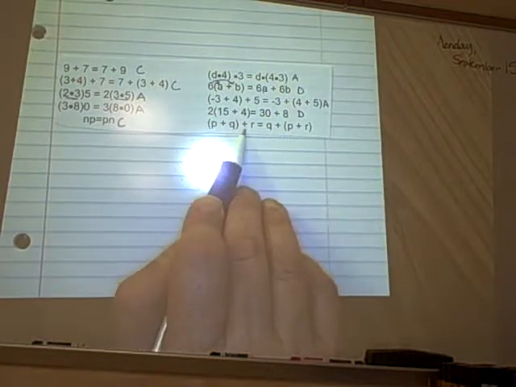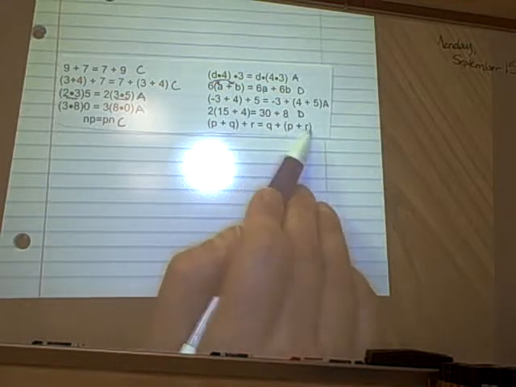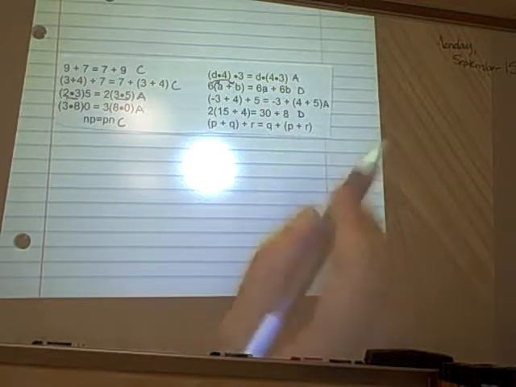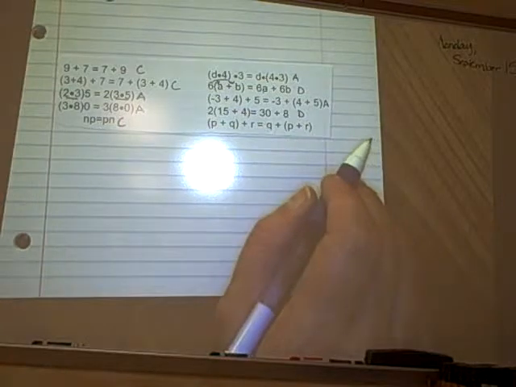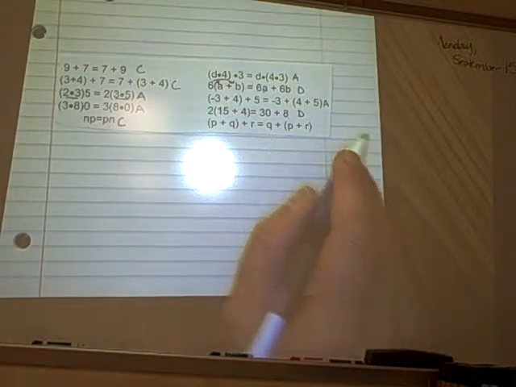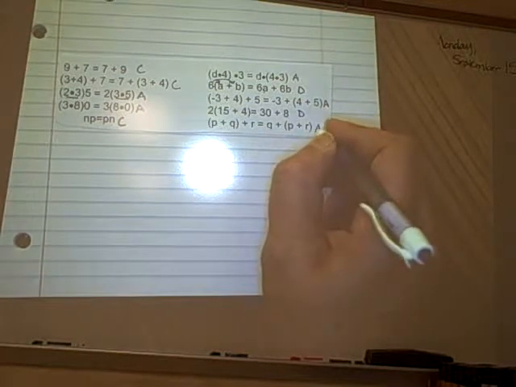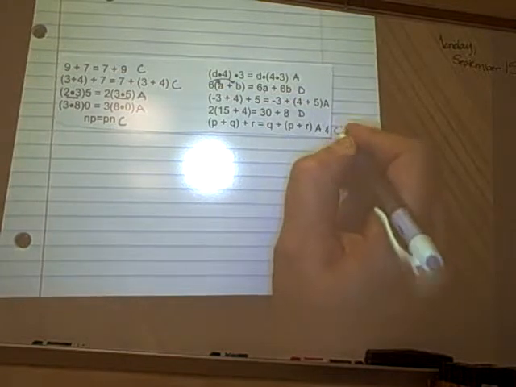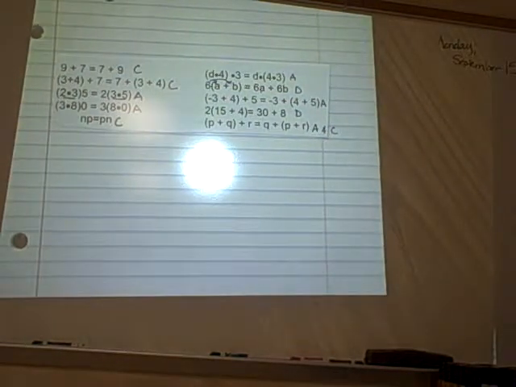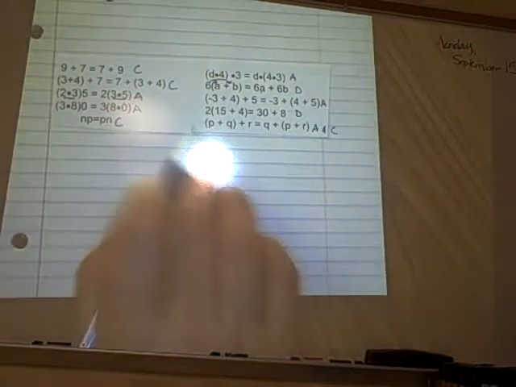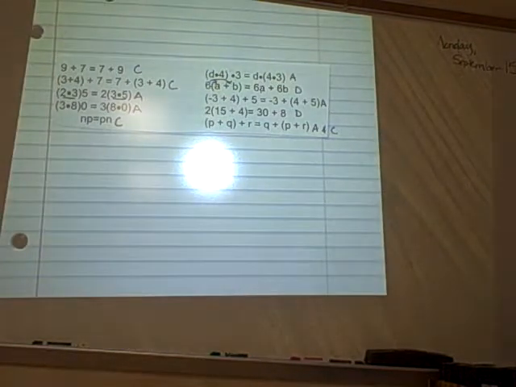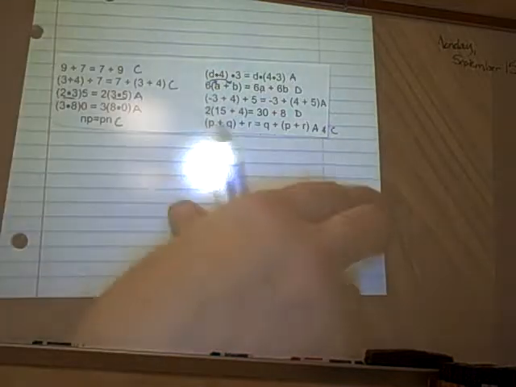Okay, P plus Q plus R equals Q plus P plus R. This one's a little tricky because they switched it around and switched the group, right? So technically, this is associative and commutative. They switched the order and they moved the group around. Okay, so that's all your properties.